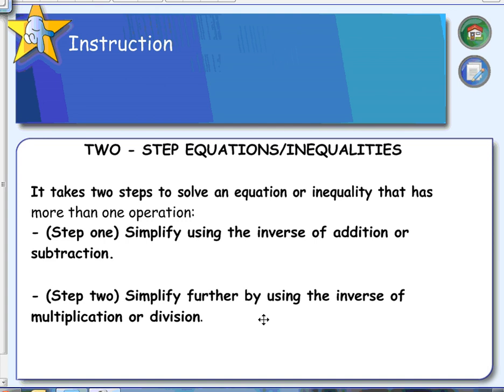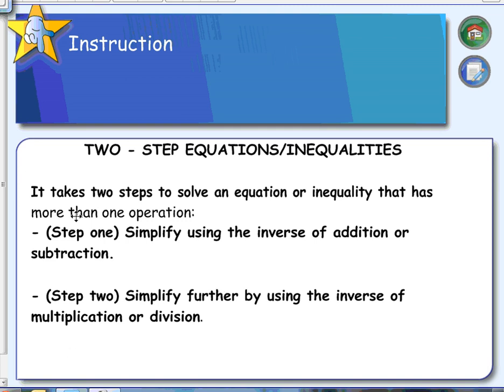All right, so yesterday we talked about solving one-step equations. So today you're solving two-step equations. Now, when your equation is flat, and you'll see what I mean in a moment, there are two steps that you want to follow when you're solving these.